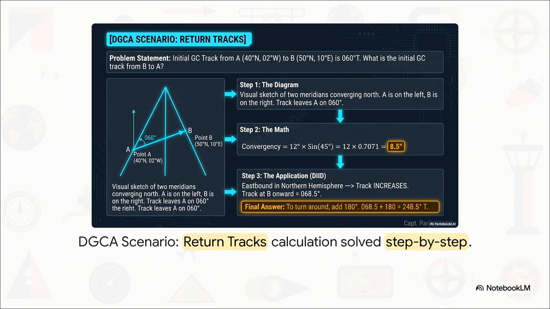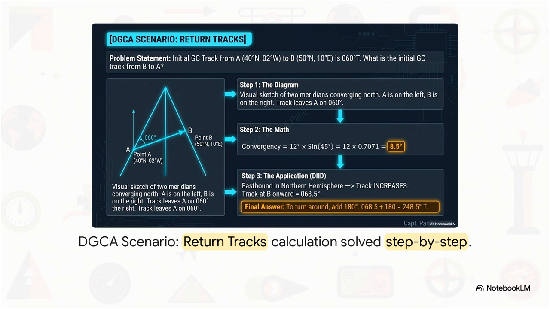Say we have an initial track from point A to point B. Step 1, we sketch 2 meridians converging towards the north because we're in the northern hemisphere. Step 2, the math. Our change in longitude is 12 degrees. Our mean latitude is 45. So we multiply 12 by the sine of 45, which is 0.7071, giving us an 8.5 degree convergency.